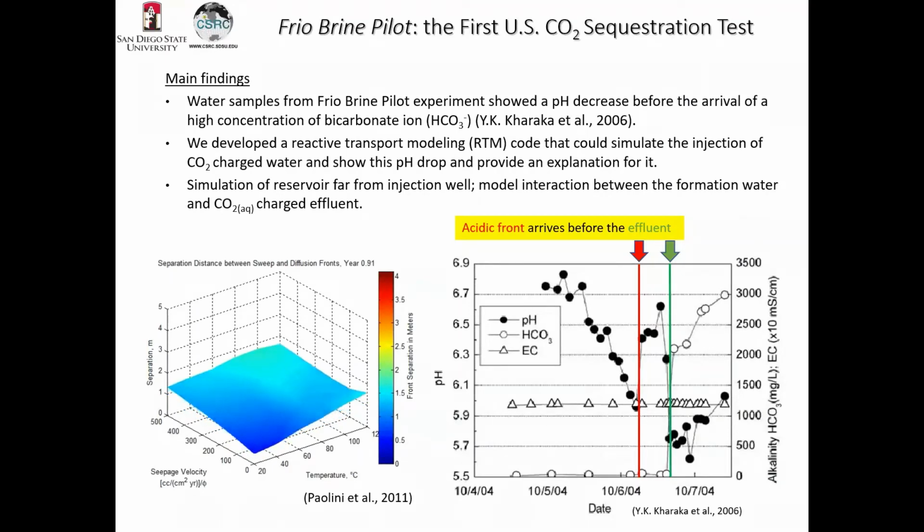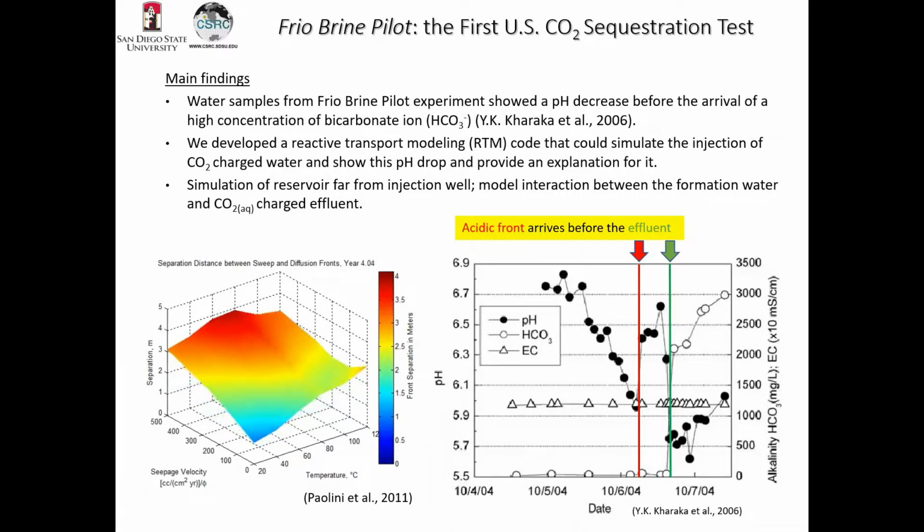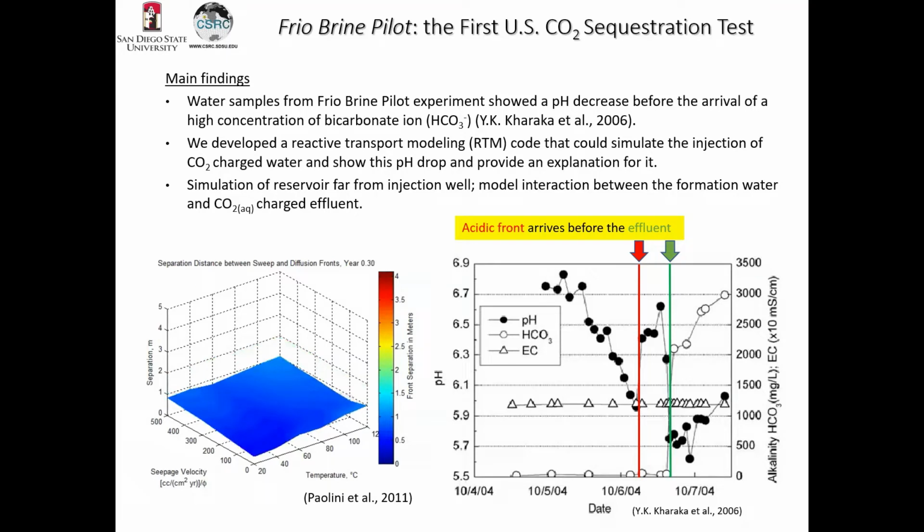Okay, now here is a plot of species concentration taken from the sampling at the observation well. You can see that these black dots are actual pH. Here's time on the x-axis. Injection started on the 4th, and then 2 days later, on the 6th, we see a sudden drop in pH. This is what I claim is the acidic front that hits the observation well first.